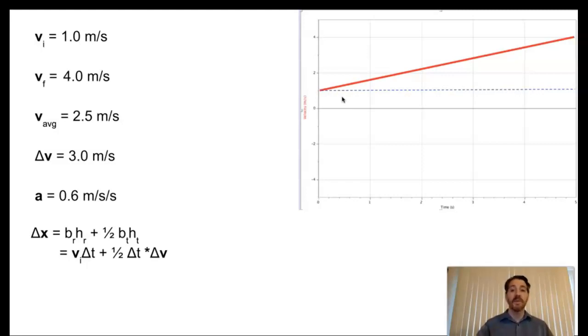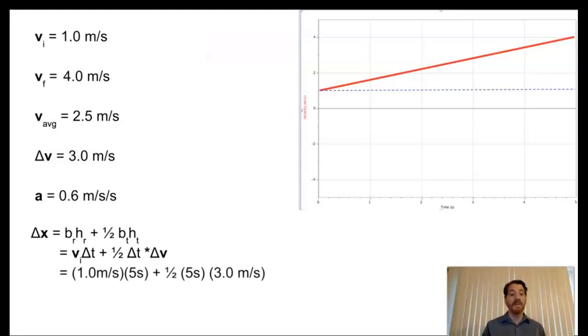But this one did, so we also have a plus 1/2. The base of that triangle is delta t, right? The base of this triangle is 5 seconds, and times the height, which is from here to here, which is actually delta v. It's the difference between v initial and v final. So that will be my displacement.